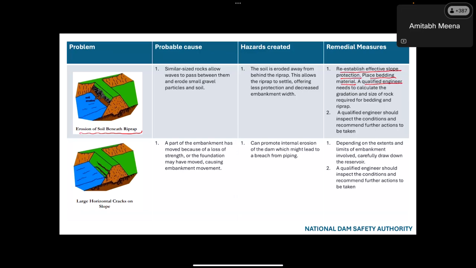These are the horizontal cracks. So a part of the embankment has moved because of a loss of strength, or the foundation may have moved, causing embankment movement. So again, this may be due to weak foundation in this portion, or maybe this material was not graded properly. So this sliding happened and these horizontal cracks developed. The solution is that depending on the extent and limit of the embankment involved, carefully draw down the reservoir water. That is one thing. Then only we can compact it again and then place fresh material.